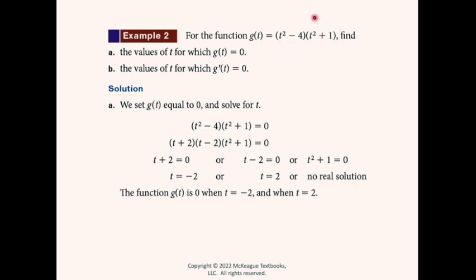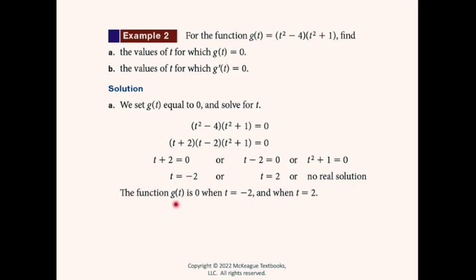So to find where g of t is equal to 0, I'm just setting our function equal to 0 and solving. When we solve, I can factor this t squared minus 4 into t plus 2, t minus 2. The t squared plus 1 cannot factor over the real numbers, so I just leave that as it is. So the real solutions are going to be -2 and +2. The other factor doesn't have a real solution, so we're not going to see that show up in the real plane.